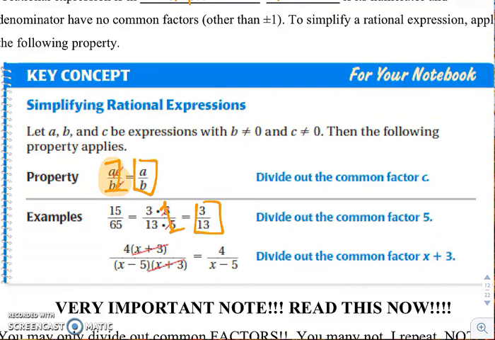Now, if we're looking at expressions with variables in them, we have 4 times x plus 3, and on the bottom, x minus 5 times x plus 3. The x plus 3's are the same. So x plus 3 over x plus 3 is 1. It cancels out, and you're just left with 4 over x minus 5. We just need to make sure that they're exactly the same and that they are factors.